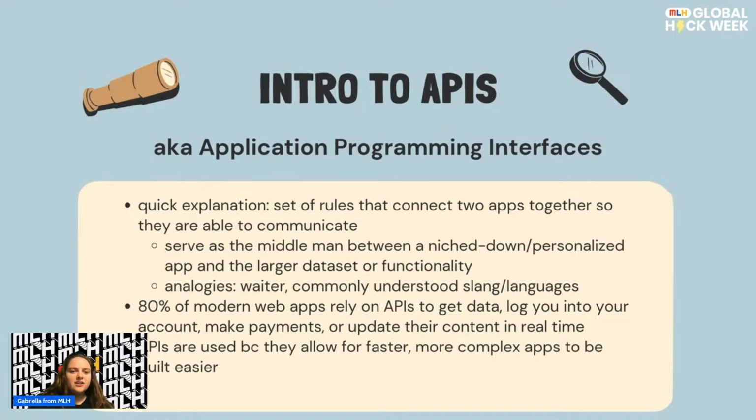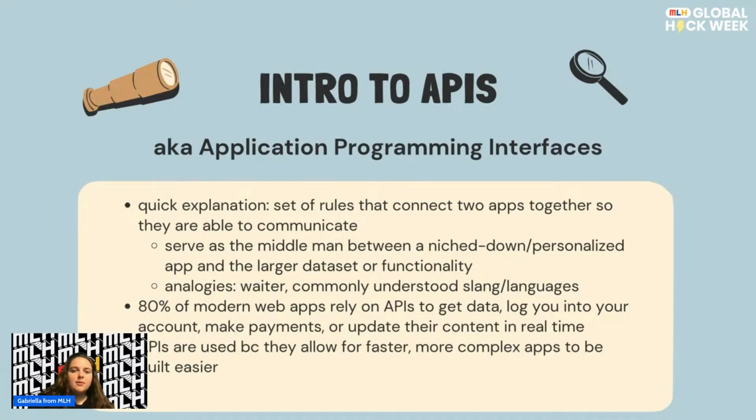Another analogy is the waiter who is translating what the people eating at the restaurant are saying to the kitchen, so they're able to quickly make it and then bring the food back out to the people eating at the restaurant. Another analogy would be commonly understood slang or languages. There are newer words that you might not know when you're first learning a language, but as you become more familiar with it, you will understand what they mean.